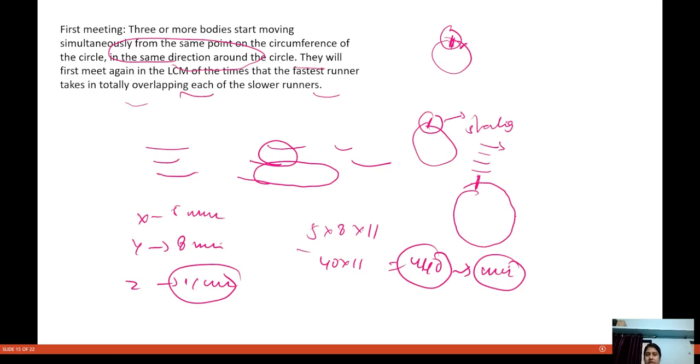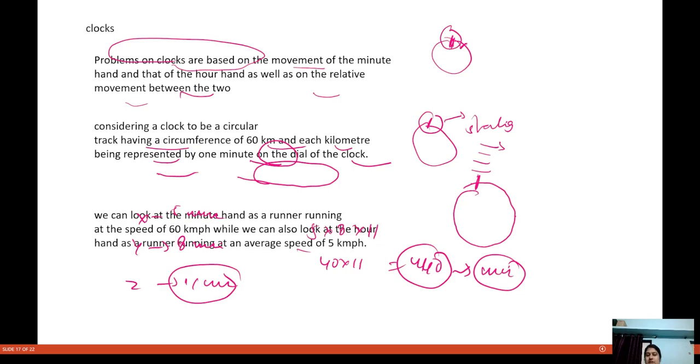That will be the LCM of the times the fastest runner takes in totally overlapping each of the slower runners. So you have to find when the fastest runner is overlapping each of the runners, and when you calculate that time and take the LCM of it, you will find where they meet for the first time. This is how you do all these questions. I hope you understood this concept.